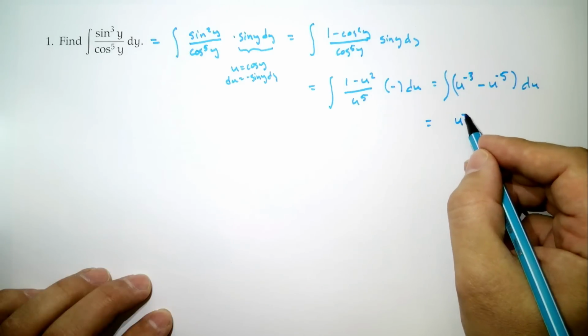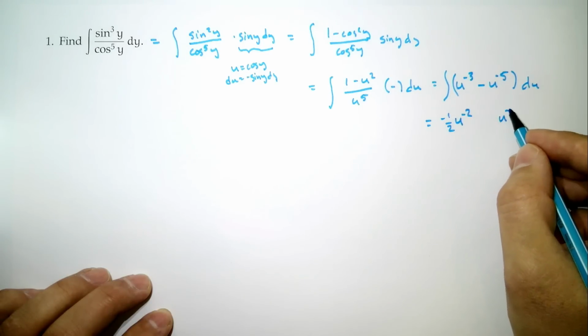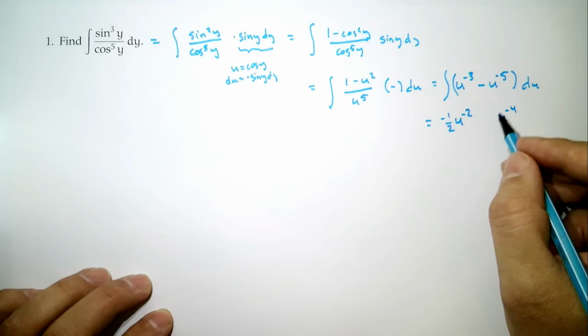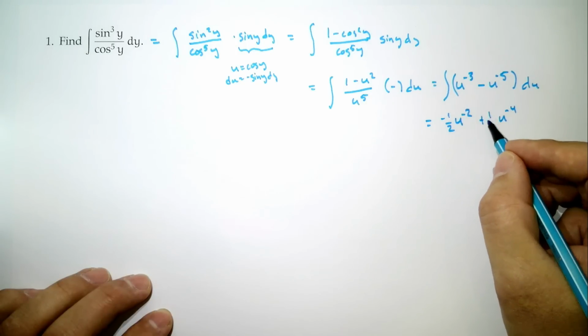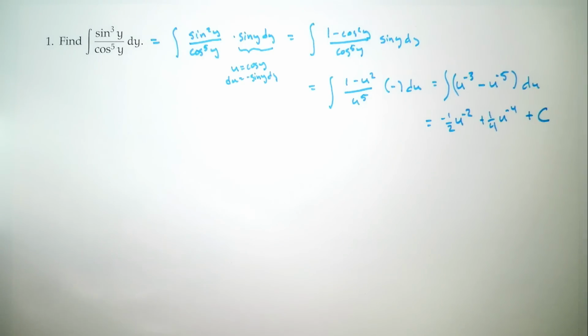So from here, it's not so bad. You add 1 to the exponent, so u to the negative 2, divide, so negative 1/2. Here you get u to the negative 4, divided would be negative 1/4. There's already a minus, so it's plus a 4th. And then we always remember, if it's an indefinite integral, plus c, because we want all the points. That's our goal, all the points. And if we forget a plus c, that's a point. We don't want to lose that point.